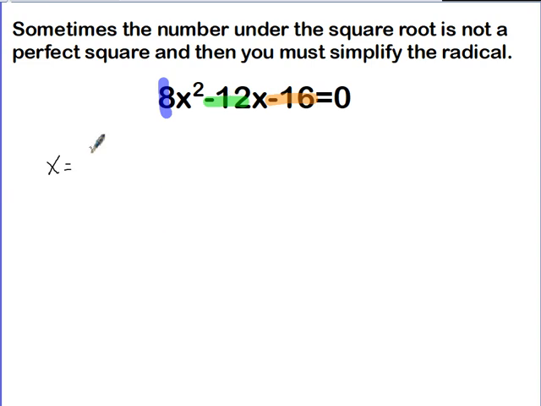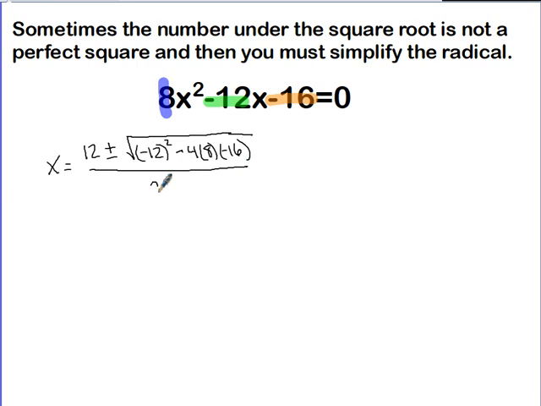Well, negative 12 is positive 12, plus or minus the square root of b squared, and I'm going to put this in parentheses because it needs to be in parentheses in my calculator. Okay, so b squared minus 4 times a times c, all of that over 2 times a. Okay, so again, same thing here. Put what is under the square root in your calculator exactly as it appears there.